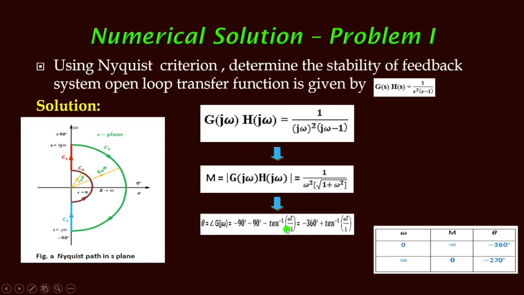Because this angle is minus, it means plus 180 degree minus tan inverse omega t. So from this equation we get minus 180 degree and another minus 180 degree, so this is minus 360 degree. And when omega equal to infinity, the magnitude is 0 and the phase angle is minus 270, because for infinity this angle is plus 90.